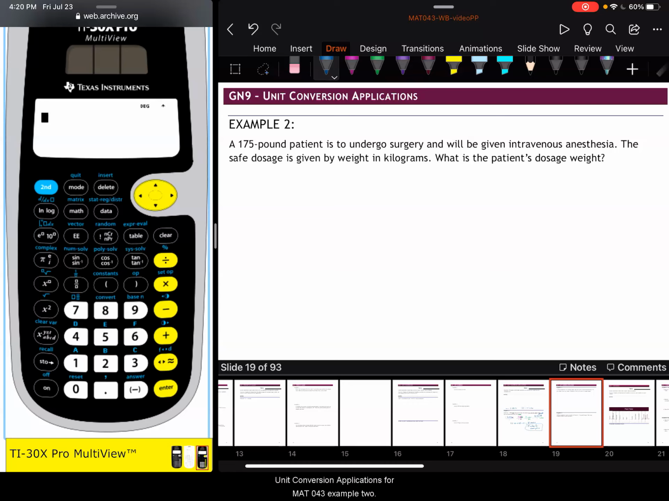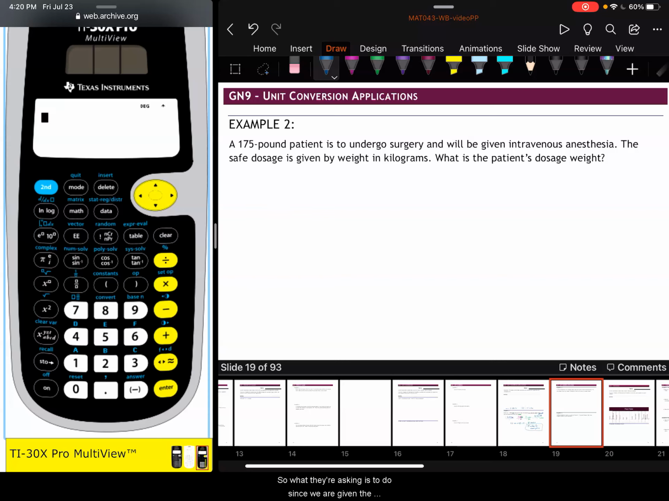Unit conversion applications for Math 043, example 2. In example 2, we have a 75-pound patient who is undergoing surgery and will be given an intravenous anesthesia. The safe dosage is given by weight in kilograms. What is the patient's dosage weight?